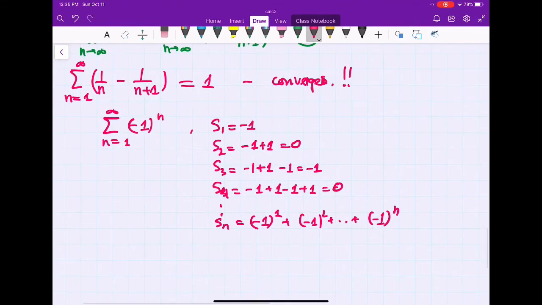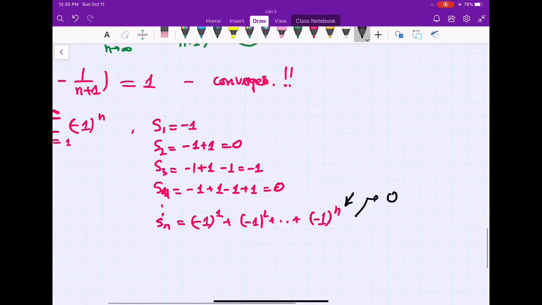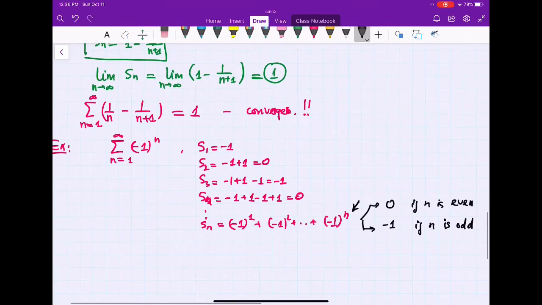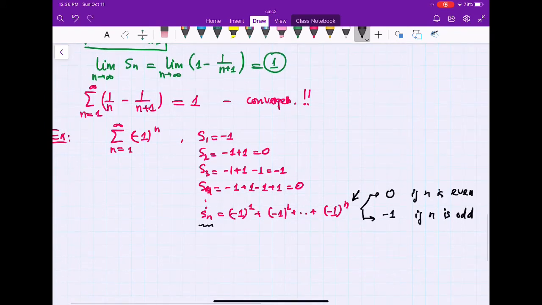And of course, it really depends on n. If n is an even number, Sn is 0. And if n is odd, then the sum is -1. So this says that the sequence of partial sums Sn does not have a limit. Does that make sense? The limit of Sn as n approaches infinity does not exist. So this series diverges.